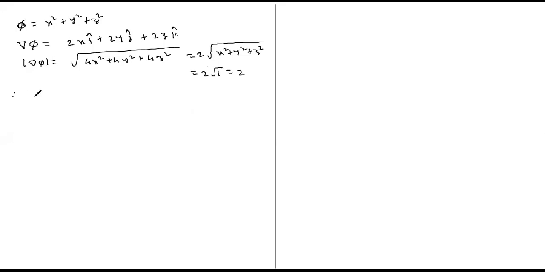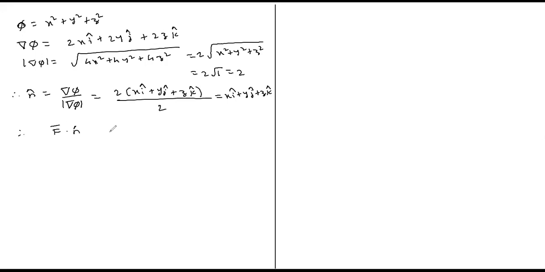Therefore, what is n cap? Del phi by mod del phi, which is 2 times xi bar plus yj bar plus zk bar divided by modulus of del phi, which is 2. So this is xi bar plus yj bar plus zk bar. Now we got a unit normal vector, which is r bar. Therefore, f bar dot n bar is equal to ax square plus by square plus cz square. This implies f bar dot, what is n bar?